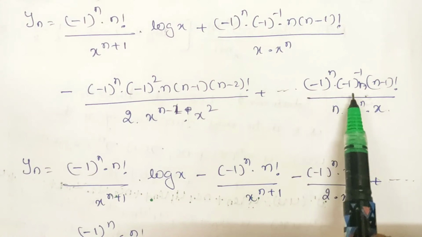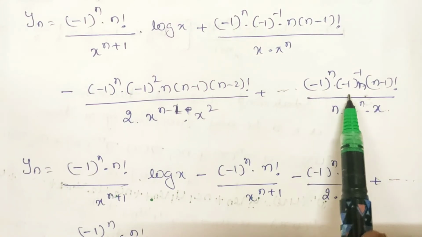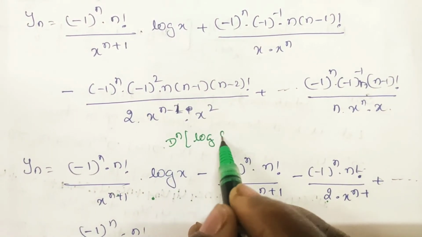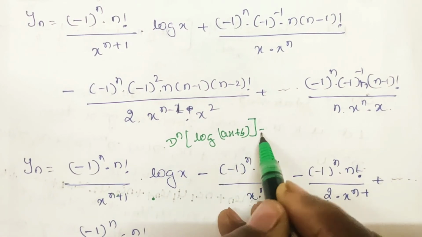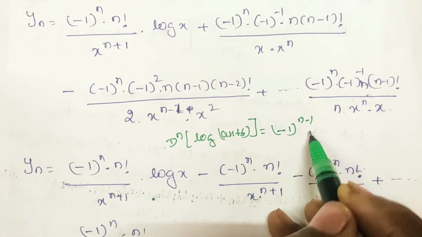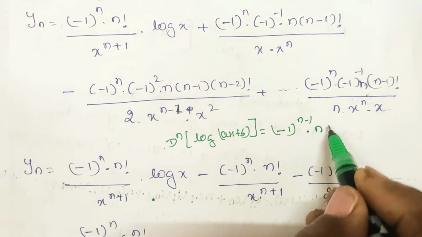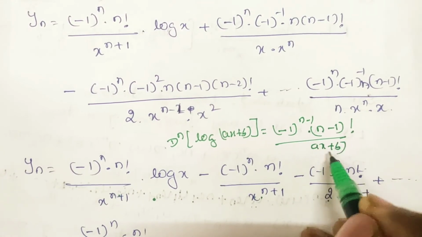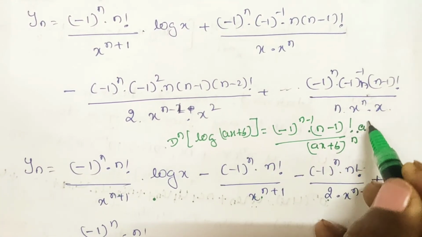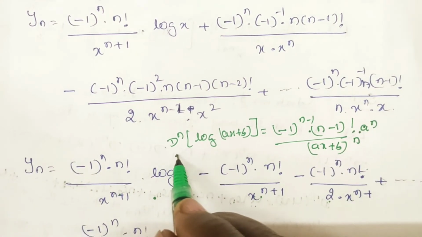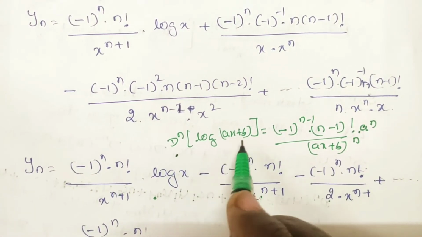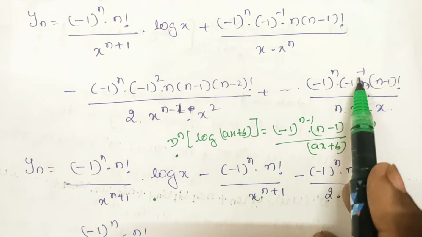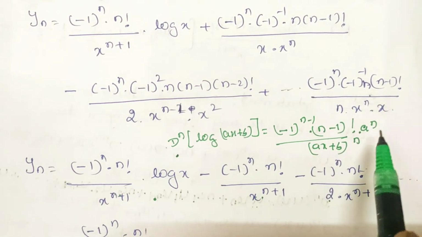So here, in this nth derivative of log ax plus b, as I have told you, once again I will write this one here, the nth derivative of log ax plus b, we know this one as minus 1 raised to n minus 1 into n minus 1 factorial divided by ax plus b raised to n into a to the power of n. So that is here our nth derivative of log x only, simply it is. So this one is minus 1 raised to n minus 1, we can take as minus 1 to the power of minus 1, and into n minus 1 factorial a to the power of n.